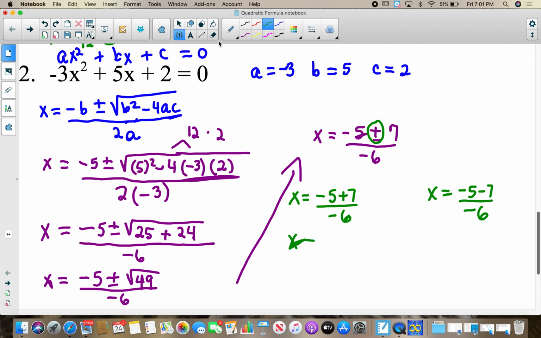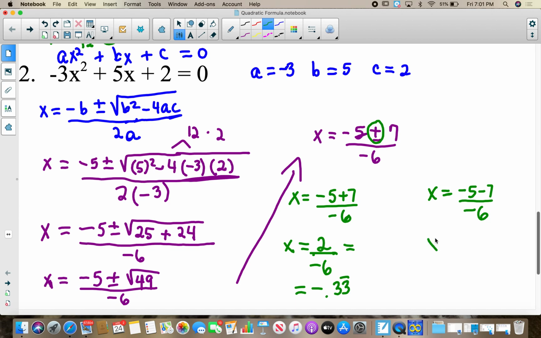So let's do this out here. Let's finish the problem. Negative 5 plus 7 is 2, and 2 over negative 6, 2 divided by negative 6. If you do that on your calculator, you're going to end up with negative 0.33 repeating.